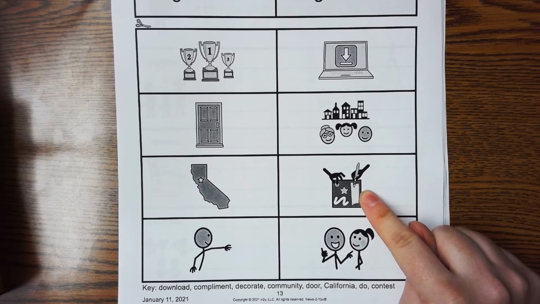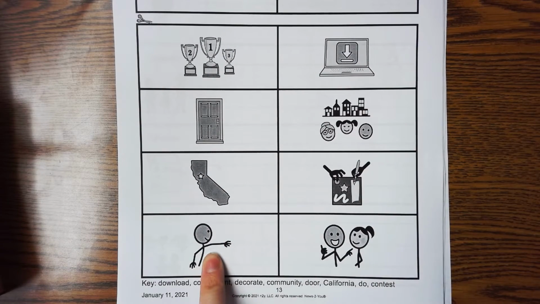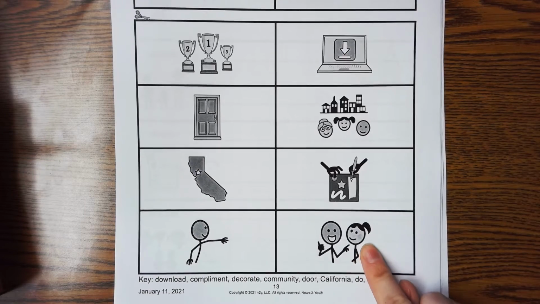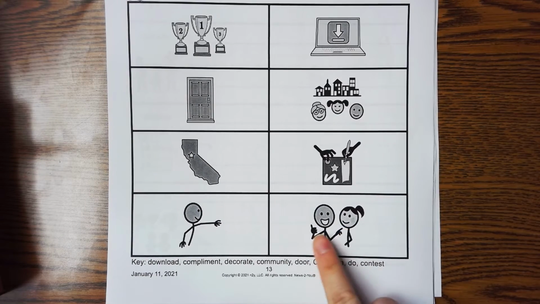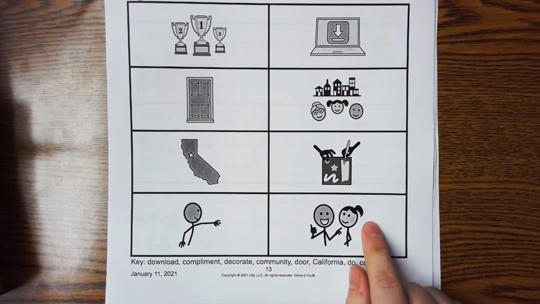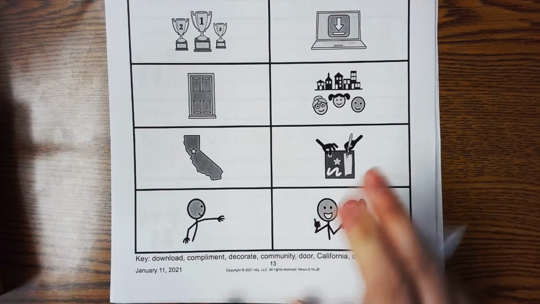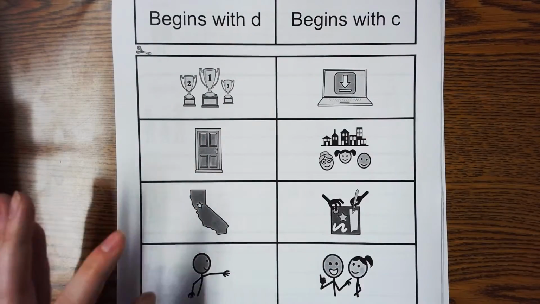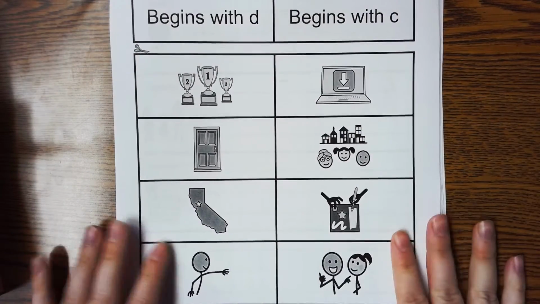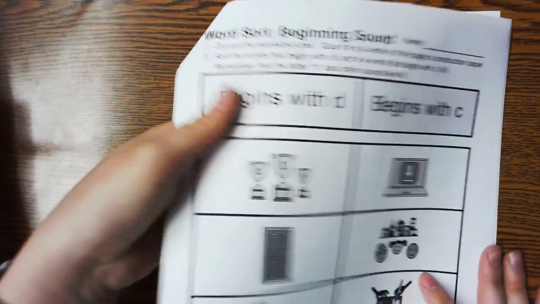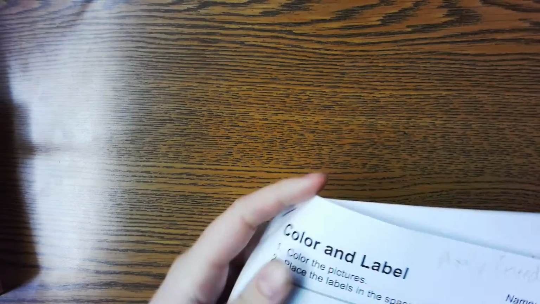Decorate. Do. Compliment. So he's giving her a compliment. The word here is compliment. So you can just write in the beginning letter sound if you'd like, or if you want to cut and sort them, you can do that if you prefer. Okay, so we are going to do those 3 for today. Yeah. And then you can stop.